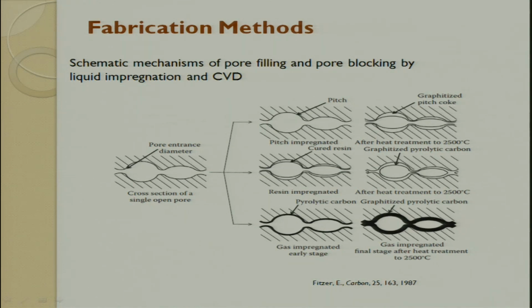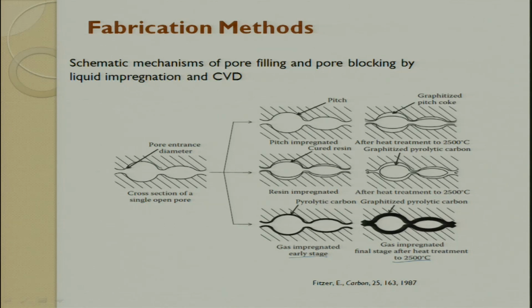So, what we do is we take this pitch impregnated, then we heat it to 2500 degrees Celsius. Then the resin is impregnated, and pyrolytic carbon is formed, and then the gas impregnation early stage is like this. Then graphitization of the pyrolytic carbon happens, and after heating at 2500 degrees Celsius, a graphitized pyrolytic carbon is formed. In the gas impregnation final stage, after heat treatment to 2500 degrees Celsius, we make a carbon composite by this process.